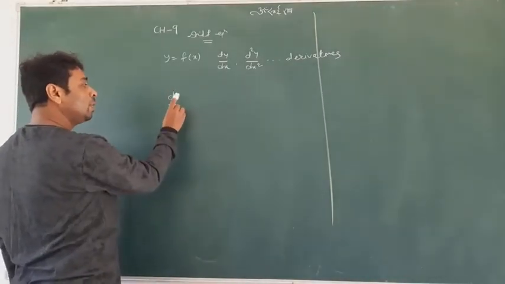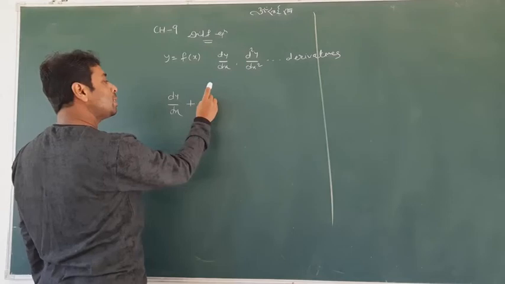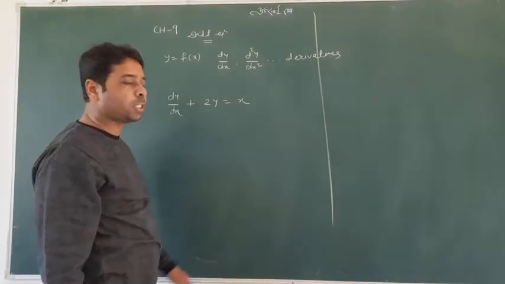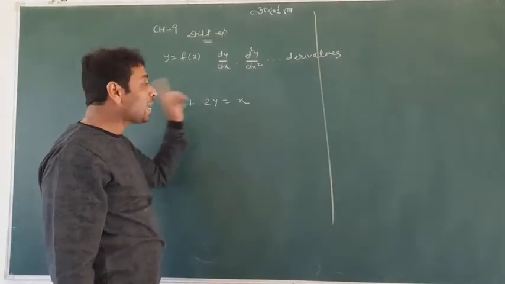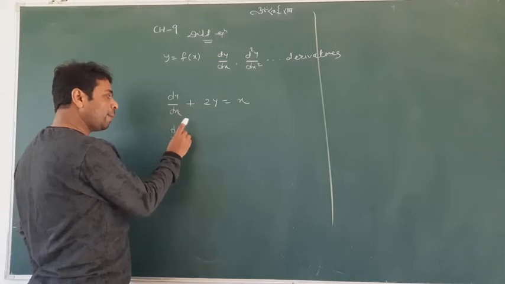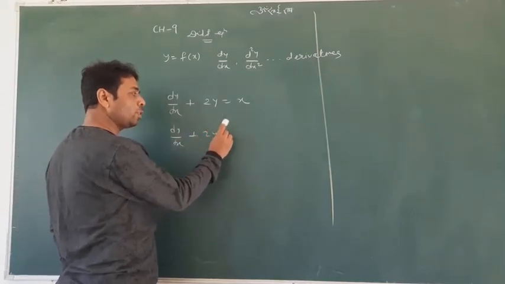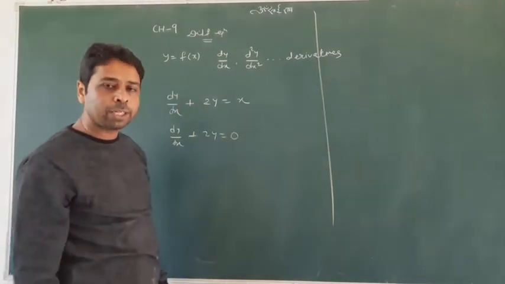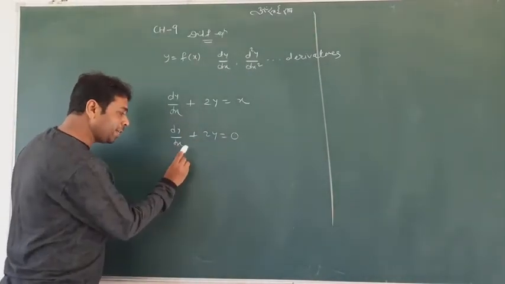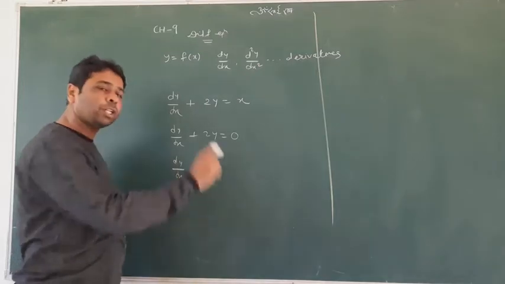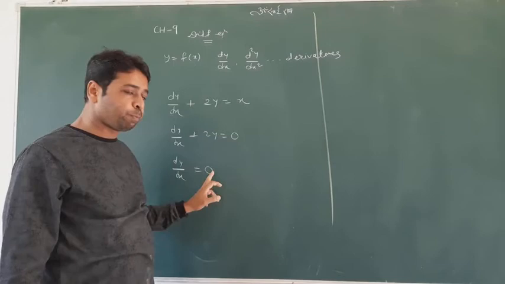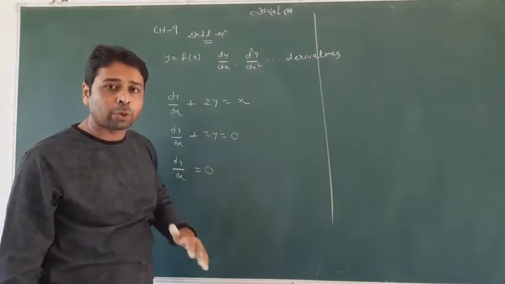Can you see? dy by dx plus 2y equal to x. It is a differential equation because it is containing dy by dx. x and y are also there, but the necessary thing is dy by dx. dy by dx plus 2y is equal to 0. It is again a differential equation because it is containing dy by dx, even though x is not here. dy by dx is equal to 0. It is again a differential equation because dy by dx is there. Equation means it must be equal to something. So all are examples of differential equation.